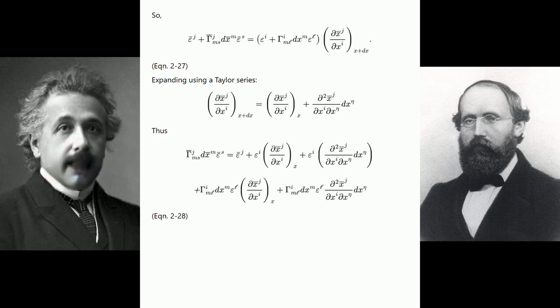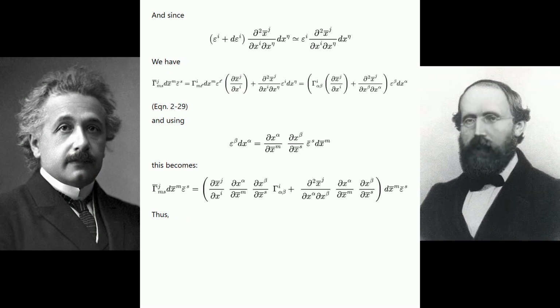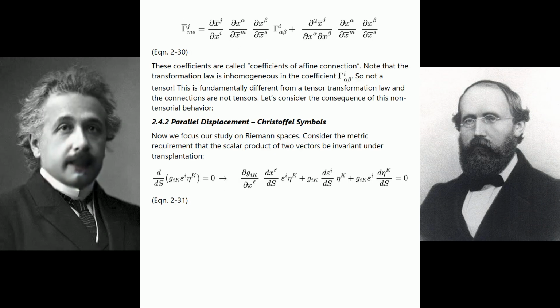So, see equation 2-27. Expanding using a Taylor series, see the next equation. Thus, see the next equation. See equation 2-28. And since see the next equation, we have see equation 2-29. And using see the next equation, this becomes see the next equation. Thus, see equation 2-30. These coefficients are called coefficients of affine connection. Note that the transformation law is inhomogeneous in the coefficient γ^i_αβ, so not a tensor. This is fundamentally different from a tensor transformation law, and the connections are not tensors.